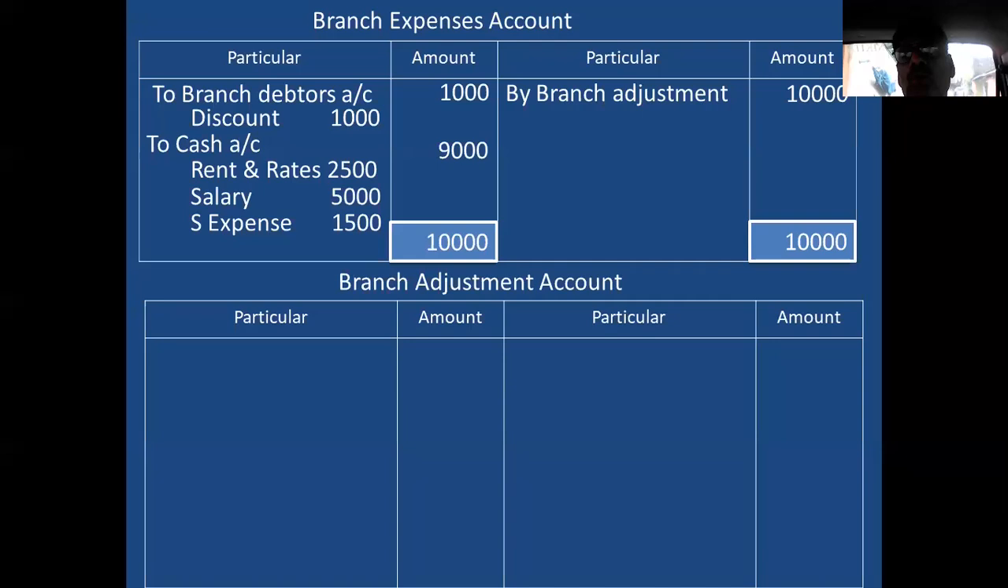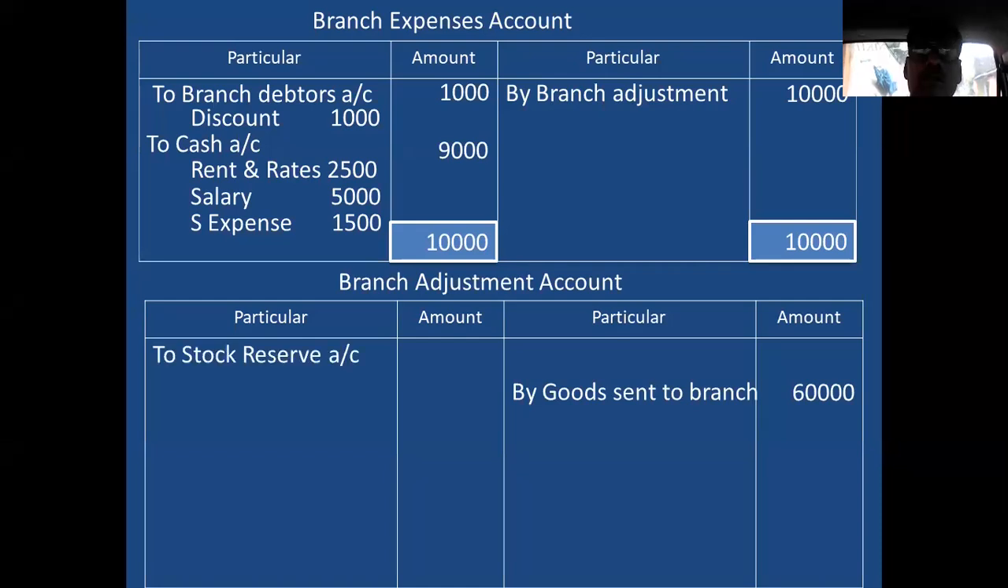By goods sent to branch, 1/5 of the goods sent to branch, 60,000. 3 lakh is the total amount. 3 lakh into 1 by 5 is 60,000. Only one item. In the same way, credit side. One is loading on return to head office. Another is loading on closing stock. Third is loading on deficit. Three items credit side you have to take. First is closing stock loading is 10,400. Okay. 10,400 is the loading on closing stock.